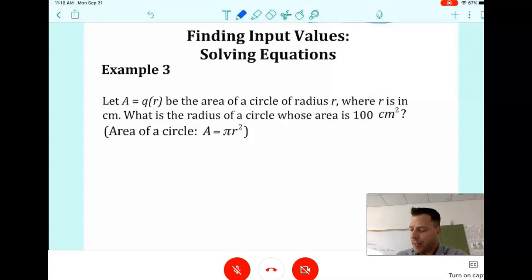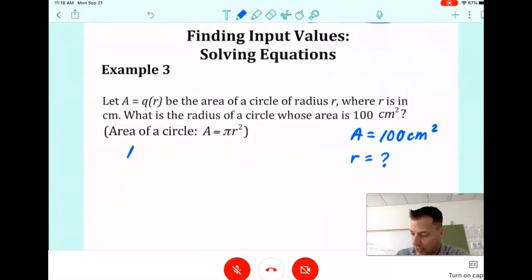Let A equal Q of R be the area of a circle of radius R, where R is in centimeters. What is the radius of the circle whose area is 100 centimeters squared? So they know the area is pi r squared, so we're given area is equal to 100 centimeters squared, and we need to find r. Okay, so we have to solve this equation for r. So you have A equals pi r squared.